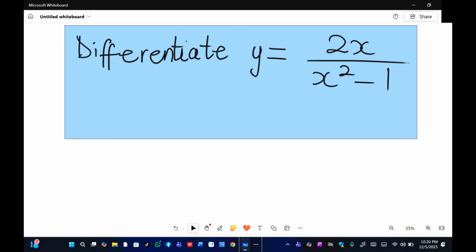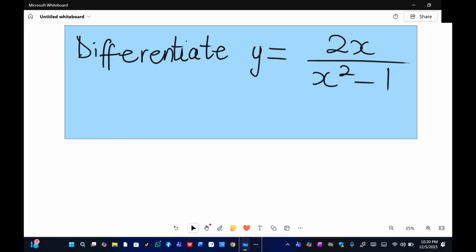In this video, we'll be looking at how we can differentiate the given rational function from the first principle. So we are to differentiate the function y is equal to 2x divided by x squared minus 1 from the first principle.